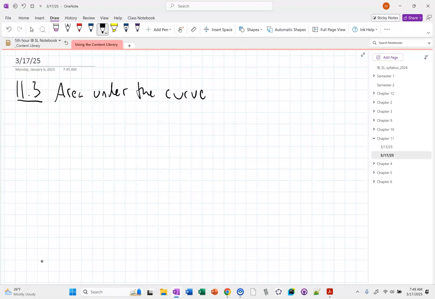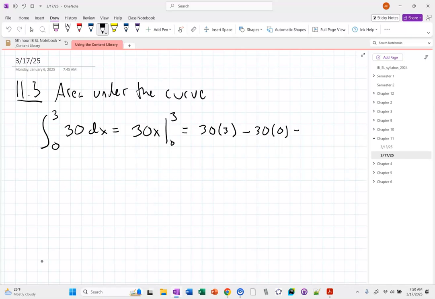So let's just say that we want to do the integral from 0 to 3 of 30 dx. If we want to do that, what's the antiderivative of 30? 30x, very good. And then we'll evaluate this at 3 and 0, and get 90, right?